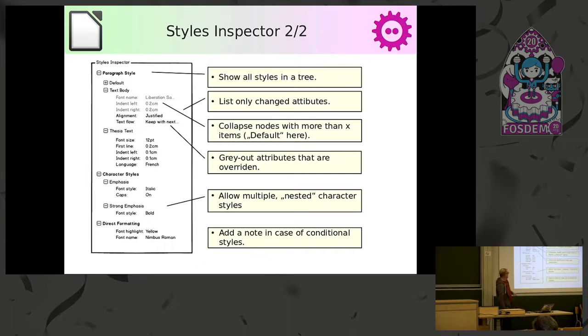The sidebar shows the situation at the cursor, so what is being focused is listed here. Under character style, it's shown the example with multiple character styles. In this case, emphasize and strong emphasize is applied to the text, and you get more than one entry in the list. I think it's pretty clear and straightforward, and I hope it allows users to more easily understand what styles mean and why a certain appearance happens right now.